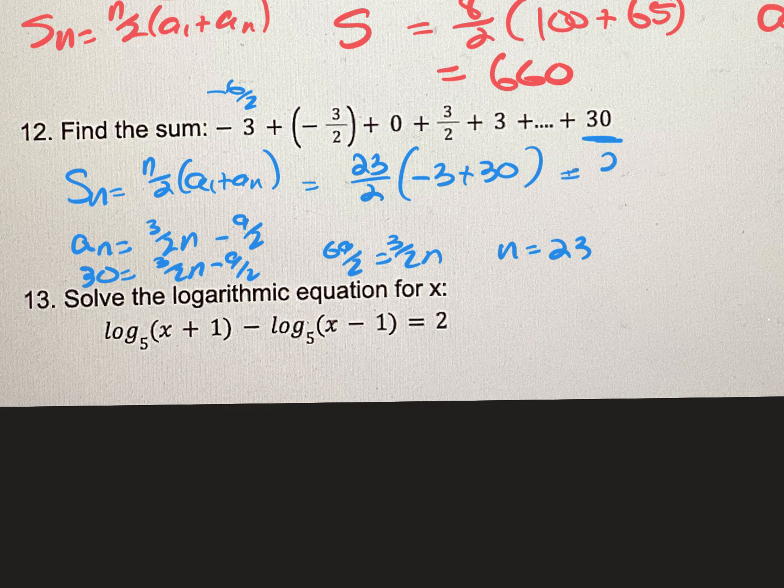So on my calculator, I'm going to punch in 23 halves times 27, which is what the inside of my parentheses is, and see what I get. It looks like I'm getting 310.5. Or you could obviously put that as 621 over 2. You can write it as a fraction also if you want to.